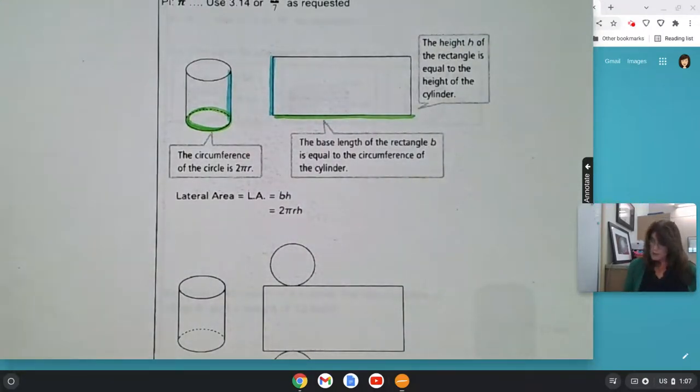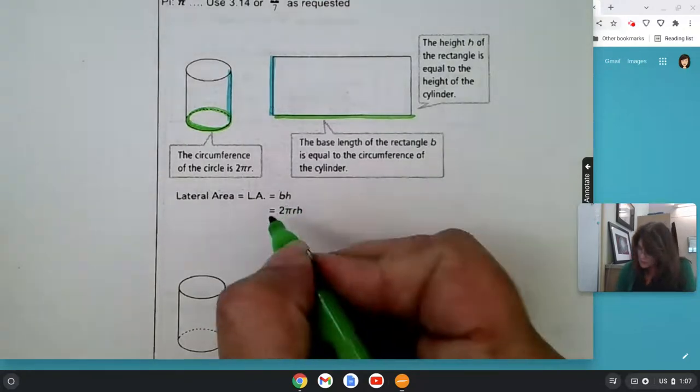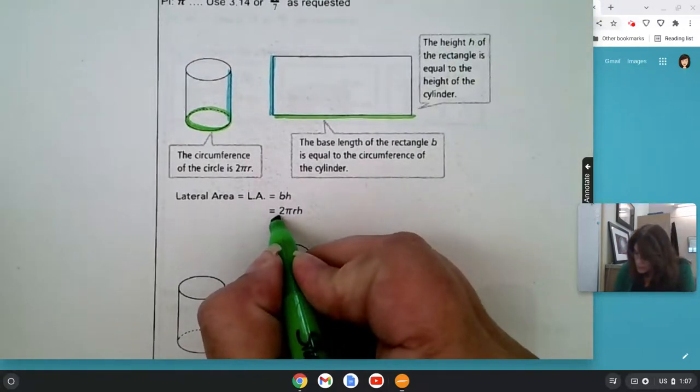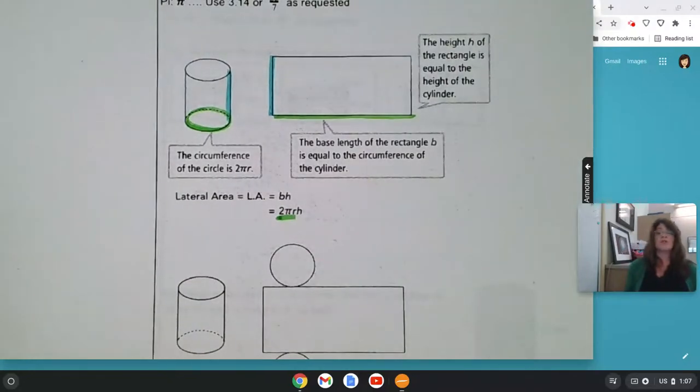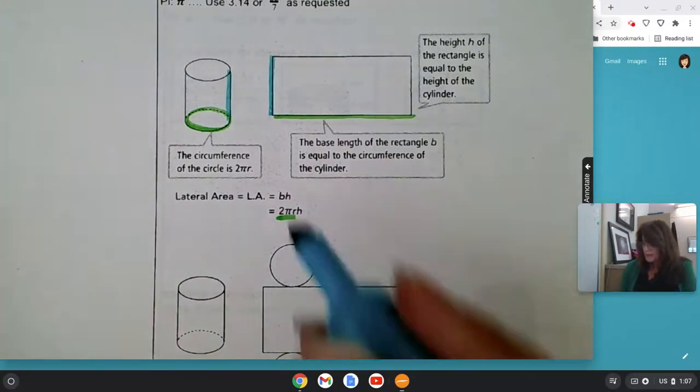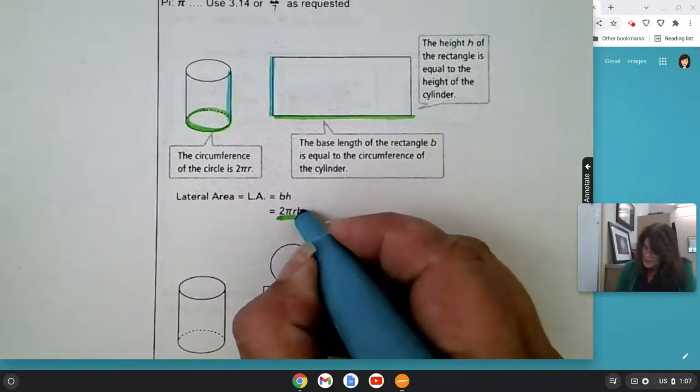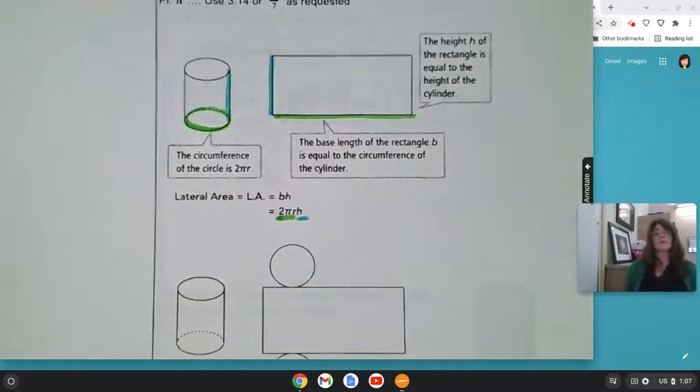So the lateral area is the circumference, 2 pi r, or you could just use the diameter times pi, times the height. So see where that formula comes from for the lateral area.